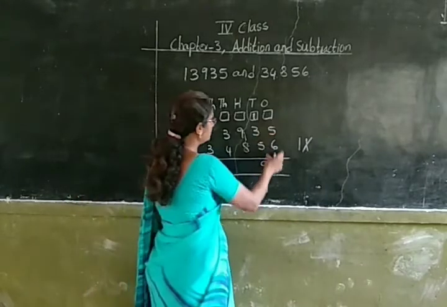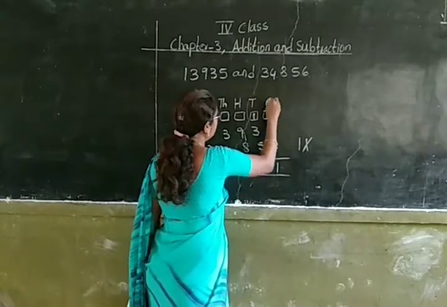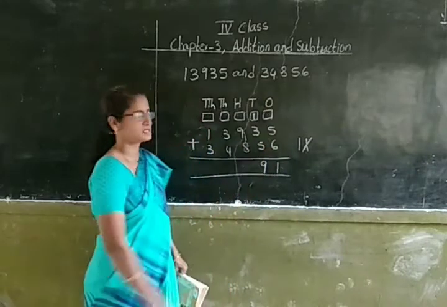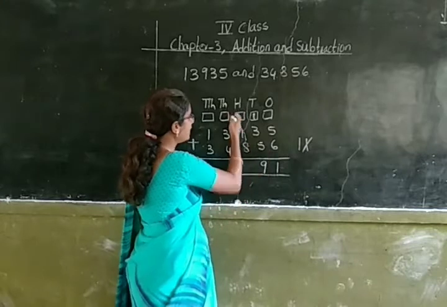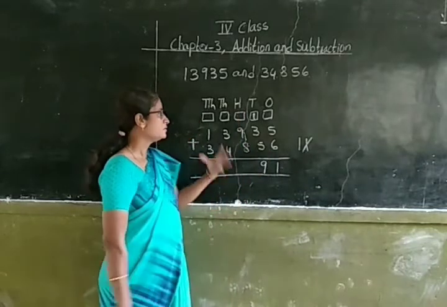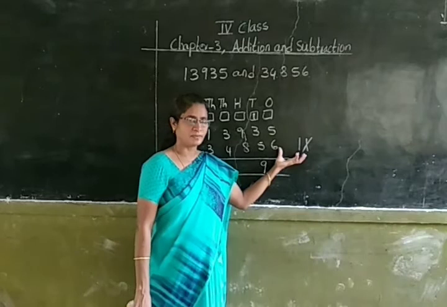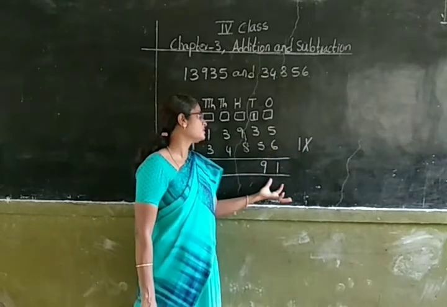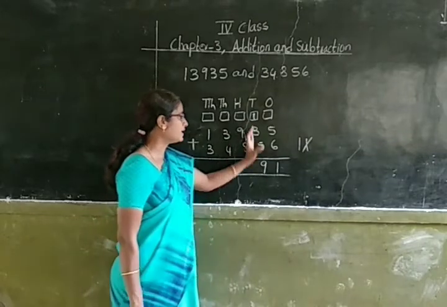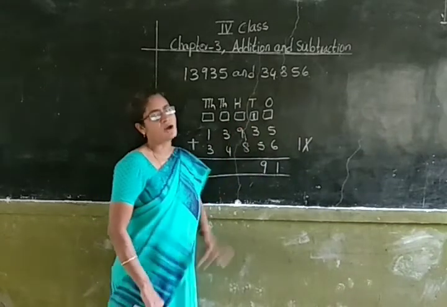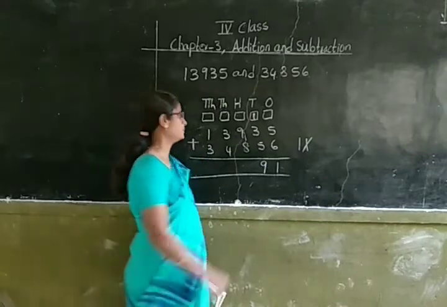You always have to start addition from ones place. After adding the numbers in ones place, you have to add the numbers in tens place. After adding the numbers in tens place, you have to add the numbers in hundreds place.